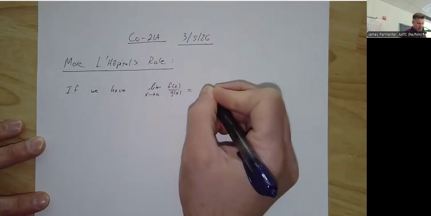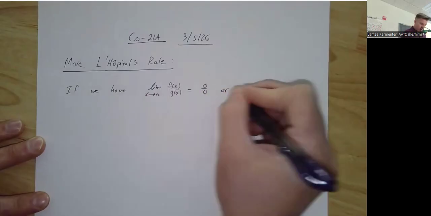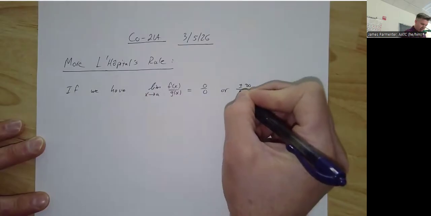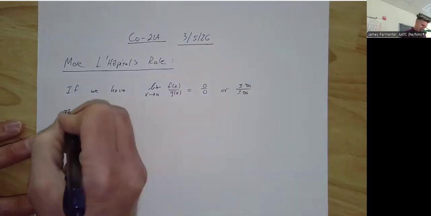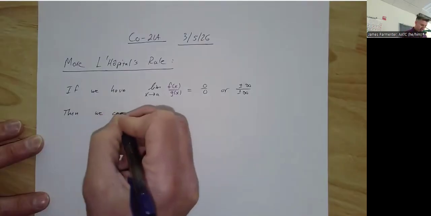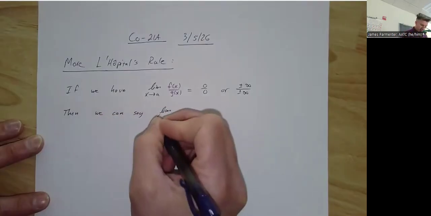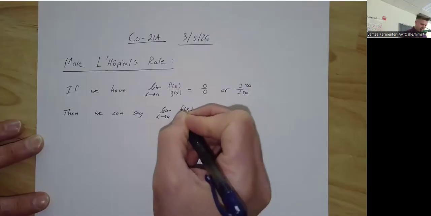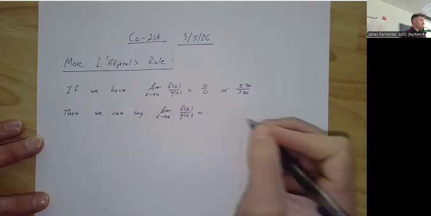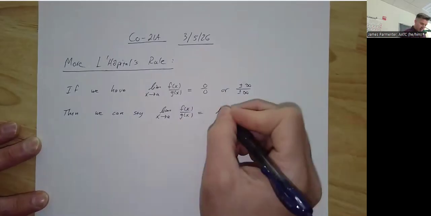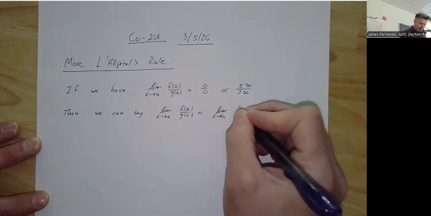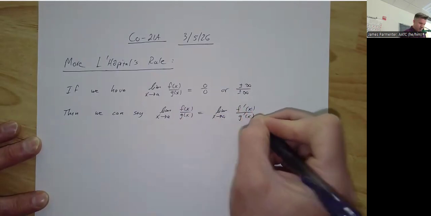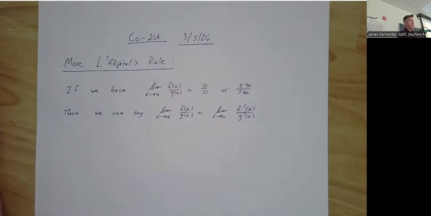and it's either a 0 over 0 type or some sort of infinity over some sort of infinity, then we get to say that the limit as x approaches a of f of x divided by g of x is equal to, as long as it exists, the limit as x approaches a of f prime of x divided by g prime of x. So whenever you see a limit that appears to be an indeterminate form, you have to check it's one of these two things, and only after you've at least internally checked, then you can use L'Hopital's rule.